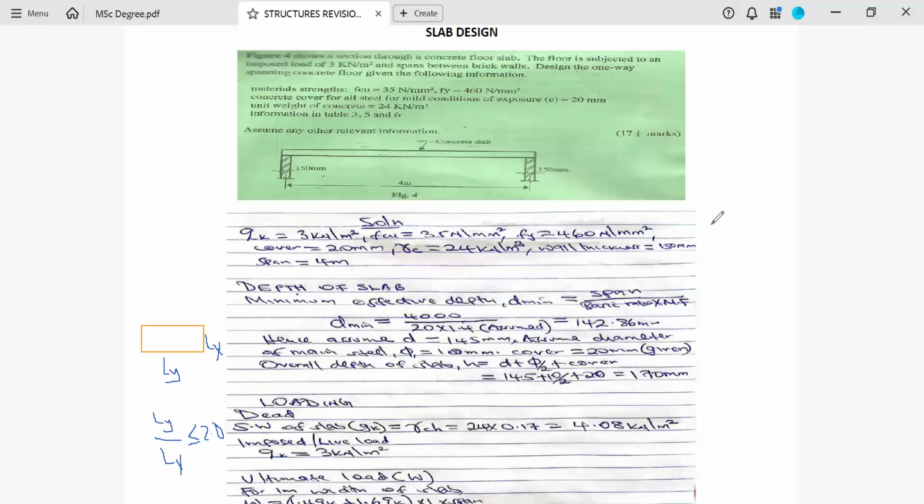Hello, welcome again to another tutorial. In this tutorial we are going to design a slab using the BS8110 code.